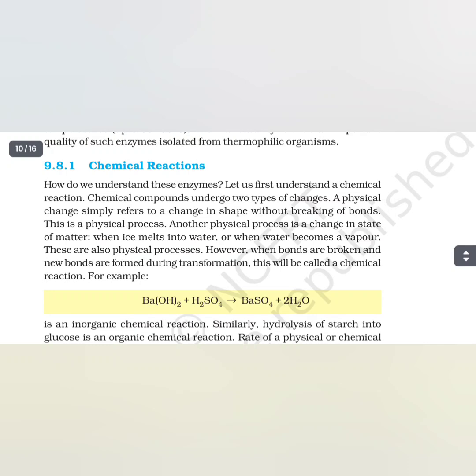Chemical reactions. How do we understand these enzymes? Let us first understand a chemical reaction. Chemical compounds undergo two types of changes. A physical change simply refers to a change in shape without breaking of bonds. This is a physical process. Another physical process is a change in state of matter, when ice melts into water or when water becomes vapor. These are also physical processes.